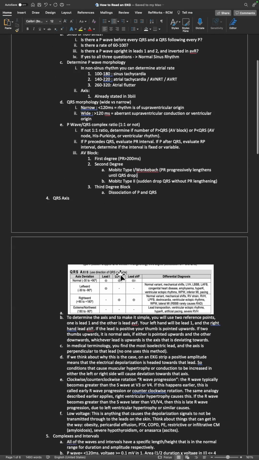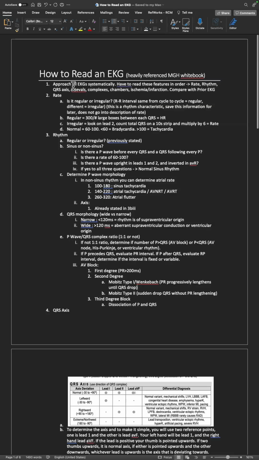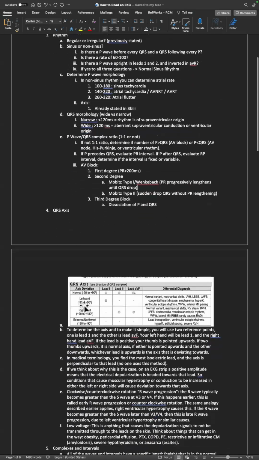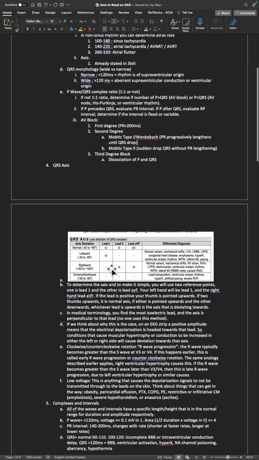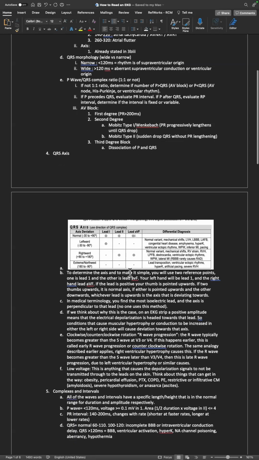The next thing you want to determine is the axis. We talked about rate, rhythm, and axis of the P wave. Now we're going to talk about QRS axis. To determine the axis and make it simple, you will use two reference points: one is lead 1 and the other is lead AVF. Let's say your left hand is lead 1 and your right hand is AVF. If the lead is positive, your thumb is pointed upwards. If both thumbs are upwards, it is a normal axis. If one is pointed upwards and the other downwards, whichever lead is upwards is the axis that it's deviating towards.